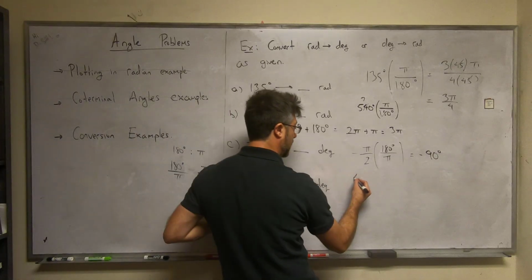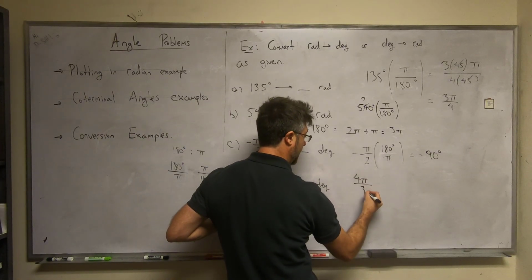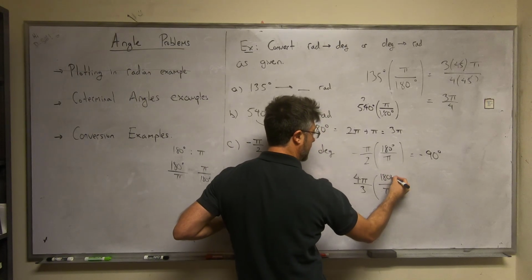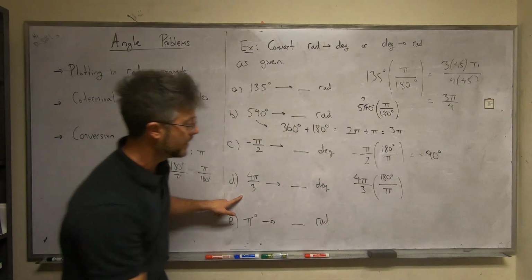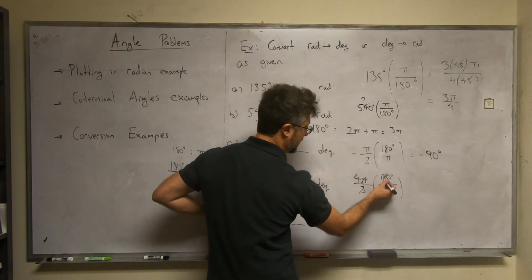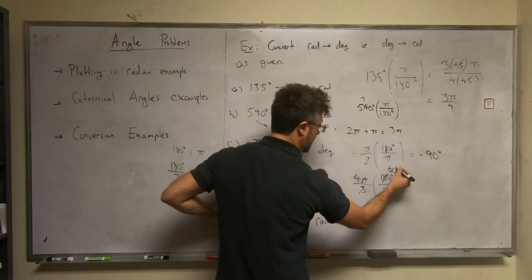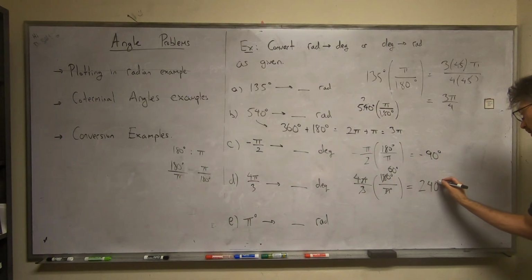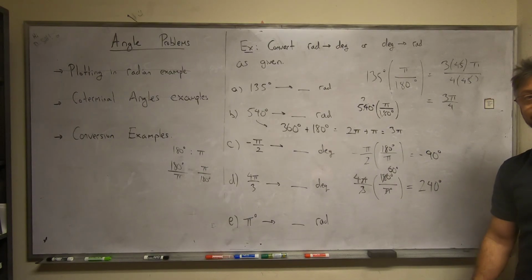Likewise for this one here, the measure is in radians, so we need to cancel away the radians and put in the value degrees. So boom, the pi goes away, 3 cuts into 180, leaving us with 60, and then 4 times 60 is 240 degrees.